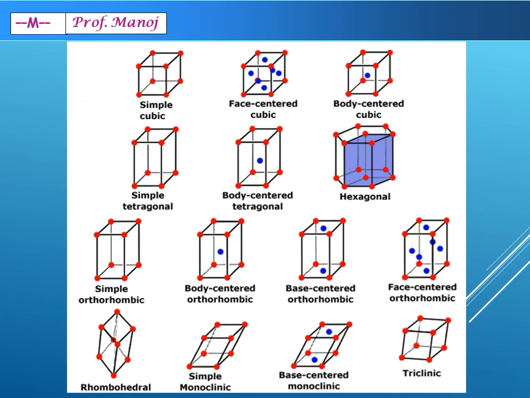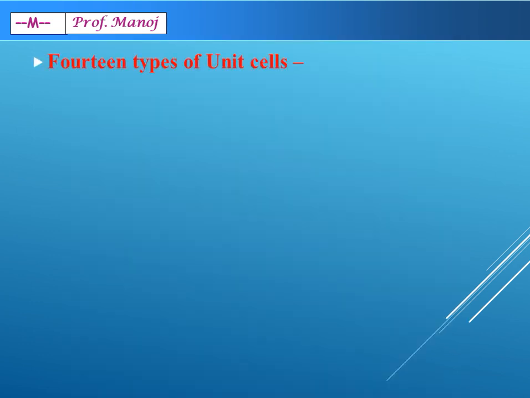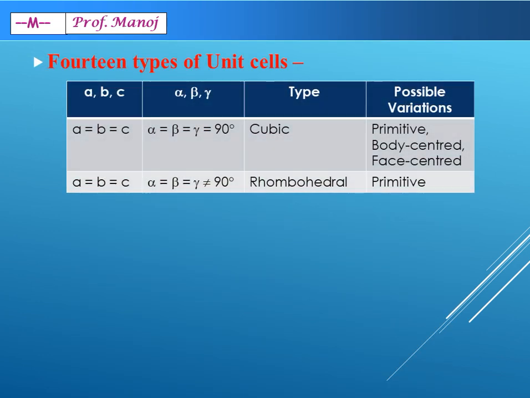Let us begin one by one now. The first type under this comes this way. Observe the chart I have made. Here you can see the three edge lengths A, B and C are equal. But the first condition is all three angles alpha, beta, gamma are going to be 90 degrees.